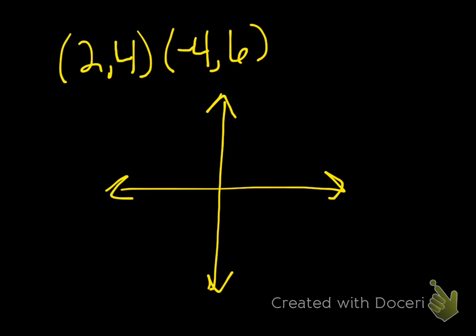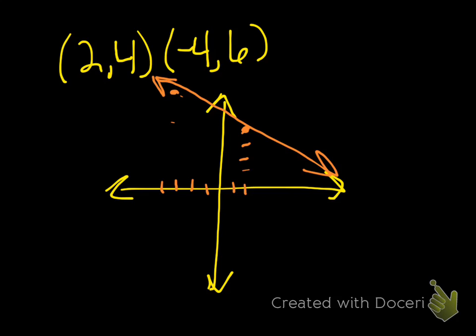Alright, so I'm going to plot those points just to show you that it's the same thing. So I've got 2, 1, 2, 3, 4, just right there, and then I've got negative 4, 1, 2, 3, 4, and 6, 4, 5, about right there. Okay, so I'm going to draw my line, which is not perfect.